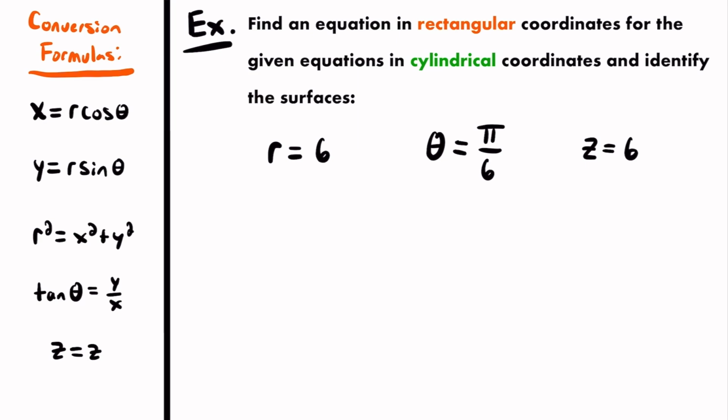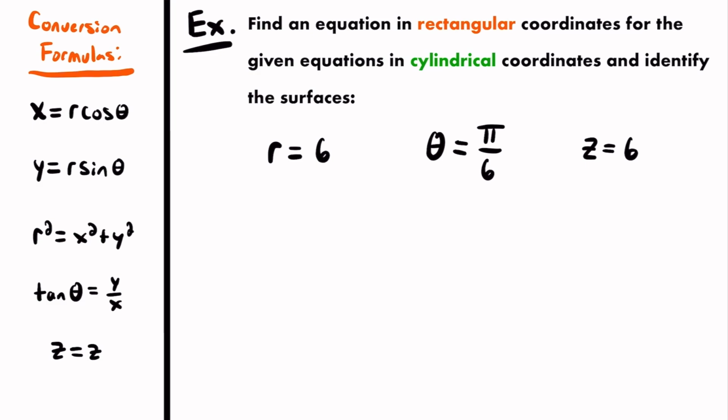From here on out, we are switching things up. Instead of converting from equations in rectangular coordinates to cylindrical, we're going to be converting equations in cylindrical coordinates to rectangular. You can see that we have some equations in terms of r, theta, and z right here. Okay, so we want to find an equation in rectangular coordinates for the given equations in cylindrical coordinates, and we want to identify the surfaces. Essentially what I'm saying is, can you identify what they represent in 3D space? You don't have to graph it, just determine the shape or the type of the surface.